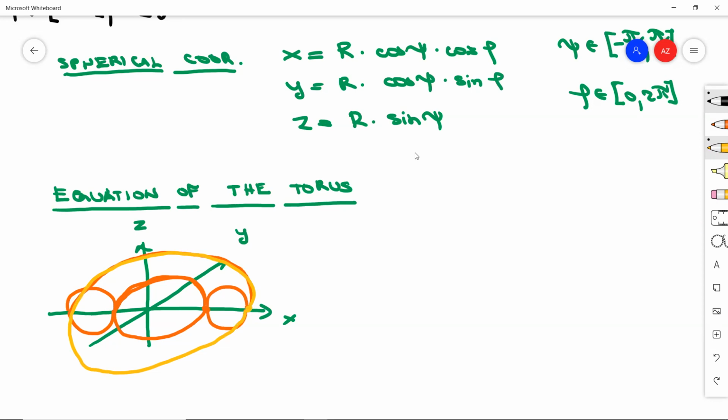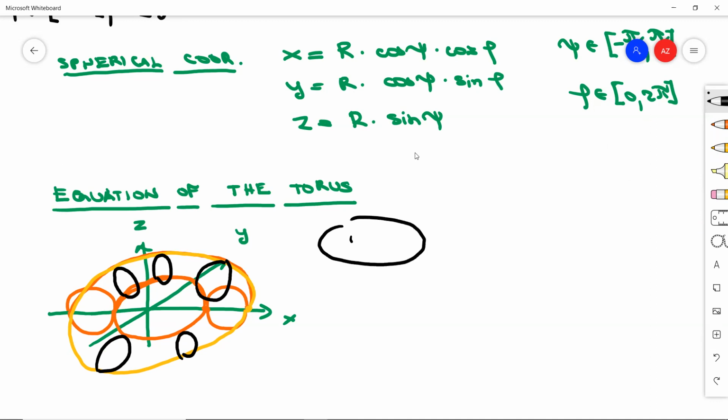But if I intersect this with some plane in which the Z axis lies, I get a circle. For example, I get the circle here, and then the circle here, and the circle here, and so on. The intersections with the planes are circles. But recall that the picture of the torus is this. So this is a donut with a hole.